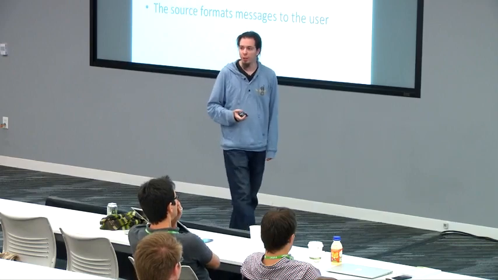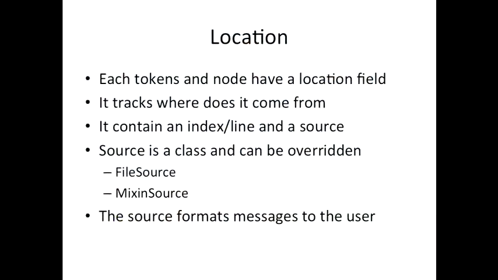Let's talk a bit about locations. Each token and each node has a location. The location is basically where that stuff comes from. The location contains the index and the line of where it comes from, and the source. What is important is that the source is an object, it's polymorphic, and there are different kinds of source. The most common are a file source or a mixin source. So my token either comes from what I read from a file, or from the information I have from a mixin. And the source is in charge of formatting messages for the user.